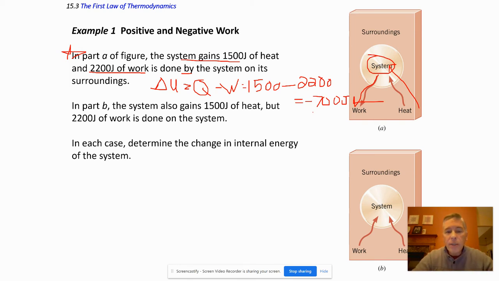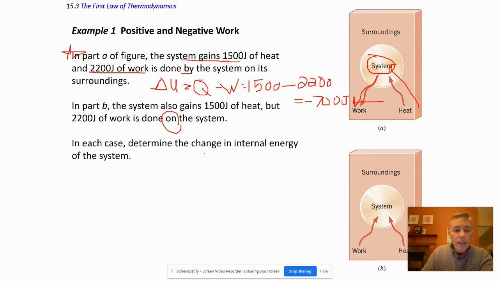The second part looks very similar. It's got the same numbers, but the key thing here is work is done on the system. In other words, imagine that this gas is in a container and you push against the piston that compresses that gas, and you also are adding heat to it. If I do both of those at the same time, that's going to make that internal energy skyrocket.